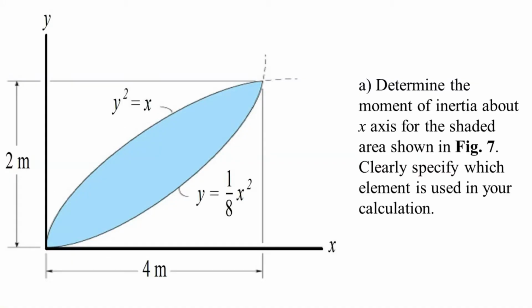This is question number 1. On the left we have the diagram. There are two curves making an area between them. The question says, determine the moment of inertia about the x-axis for the shaded area shown in the figure. Clearly specify which element is used in your calculation.